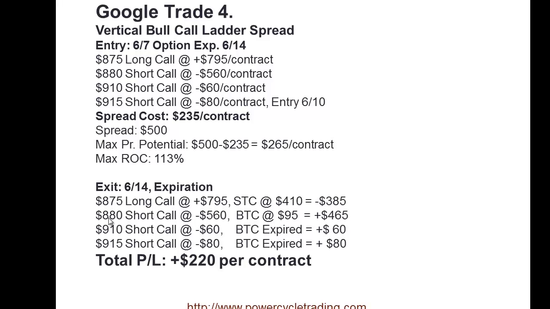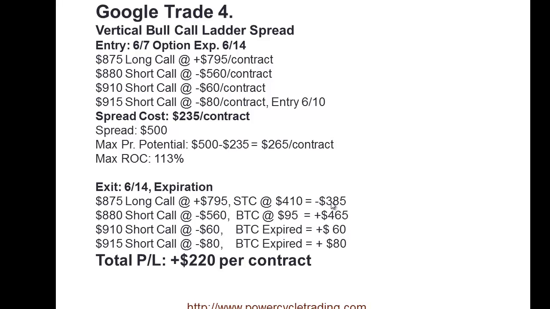Then I was short the 880 calls, so I legged out of that leg when it was the appropriate time based on my model, and I covered that back in. I bought it back at 95 cents, so I made $465 on that leg. Then I was short the 910 calls at 60 cents. Those expired worthless. The 915 calls were short at 80 cents. Those expired worthless. So when you total up this whole spread, the outcome was $220 per contract.